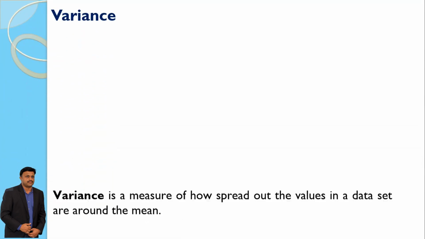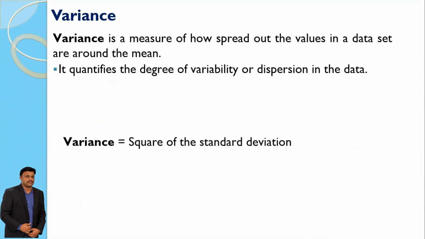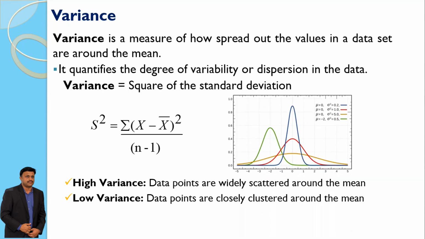Variance measures how spread out the values in a data set are around the mean. It quantifies the degree of variability or dispersion and is the square of the standard deviation.